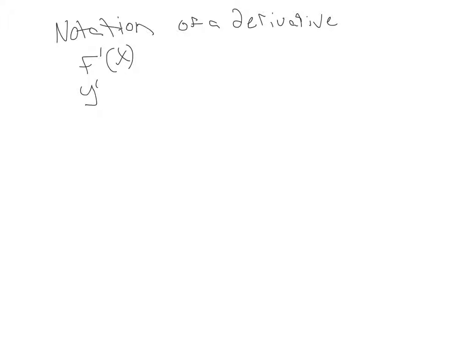Another way to represent a derivative, and I would say this is the one that is used most often, is read dy dx, not dy divided by dx. It's not a quotient, it's not a ratio, it's simply dy dx. And what it means is the derivative of y with respect to the variable x. That's what that says.